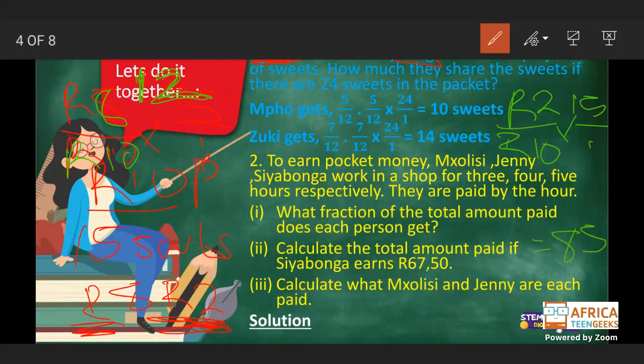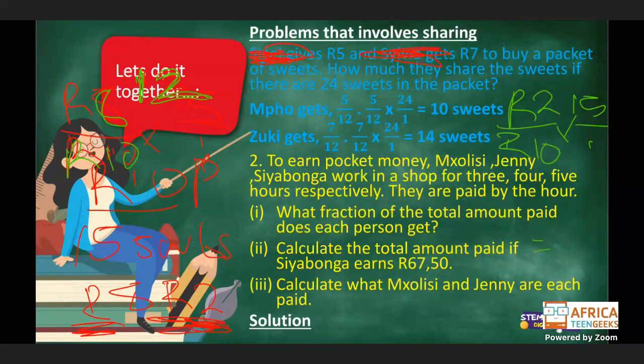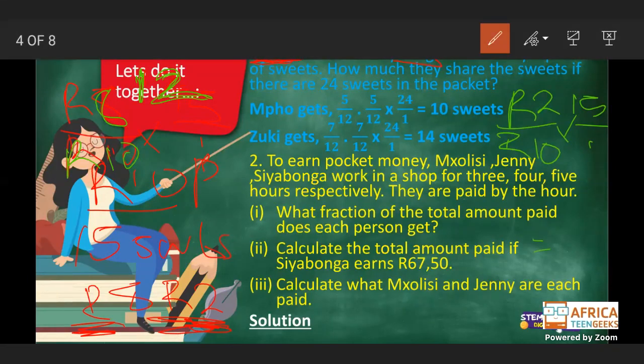Your friend will receive, not 8 sweets, 3 sweets, because they must add up to 15. Let's erase this and write it correctly. So 2 over 10 multiplied by 15 is 3. So your friend will get 3 sweets and you will get 12 sweets, because your friend contributed 2 rand and you contributed 8 rand. So this is how you will share, right?